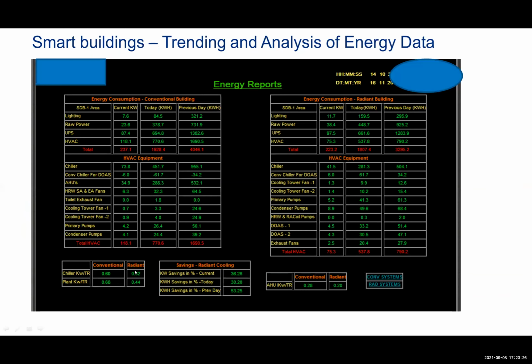Now this is one of the buildings where we talk about a traditional conventional design. Two buildings were set up, one with a conventional design and one with a radiant cooling system. And you see here the plant kilowatt per ton is almost around 30% less compared to 0.68 kilowatt per ton of a conventional one. You're getting with the radiant only 0.44.